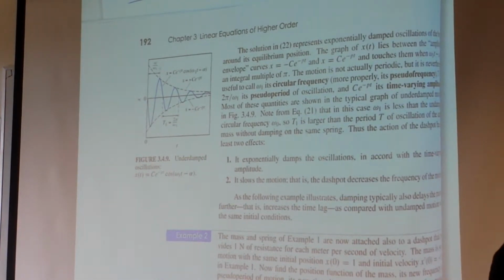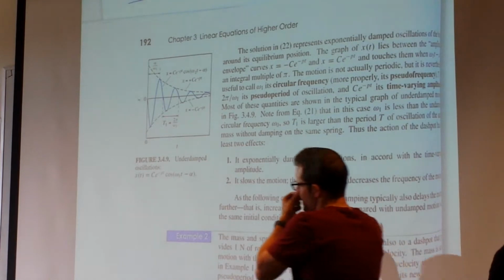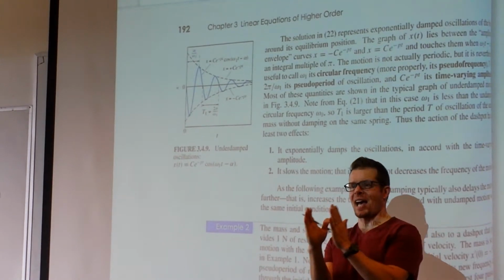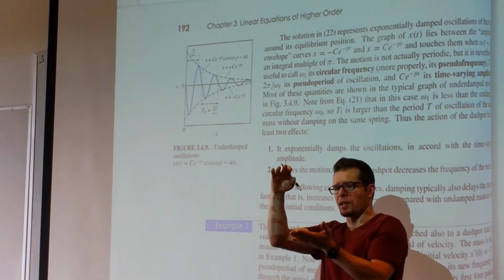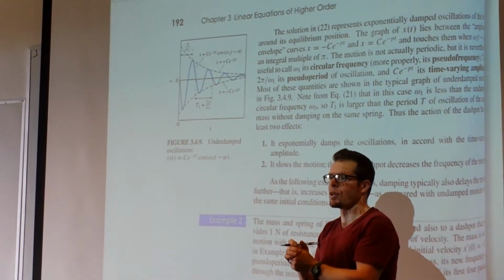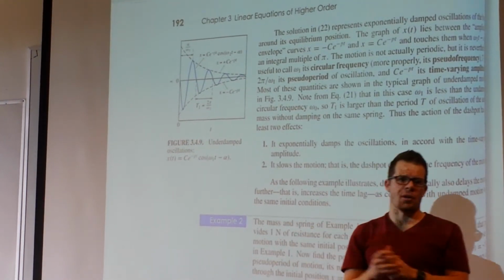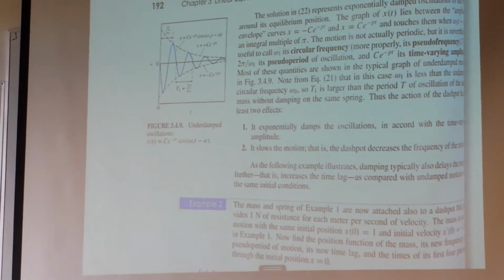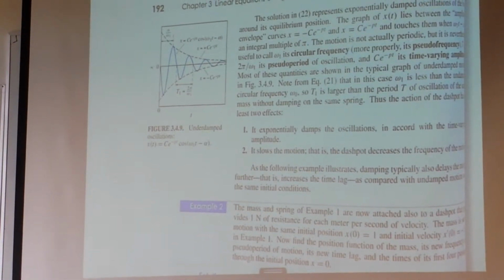So the book makes a note that this is not a periodic, the blue one. That's not a periodic function because it doesn't repeat the exact same thing over and over. It has that dampening, that reduced variable amplitude. Okay, so it's not a periodic function. So we wouldn't talk about the period of that function. They talk about what's called the pseudo period.